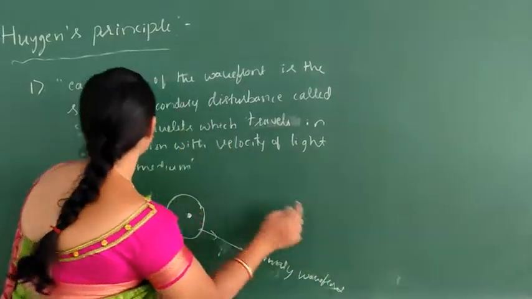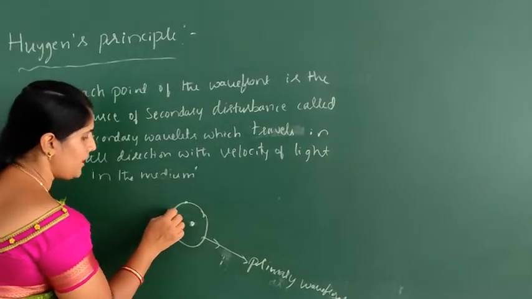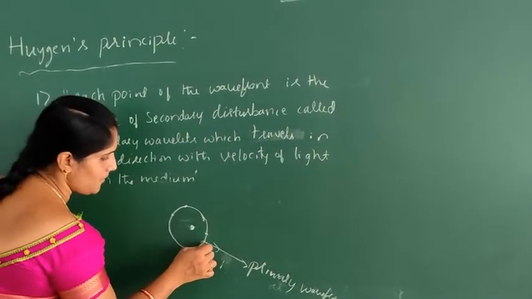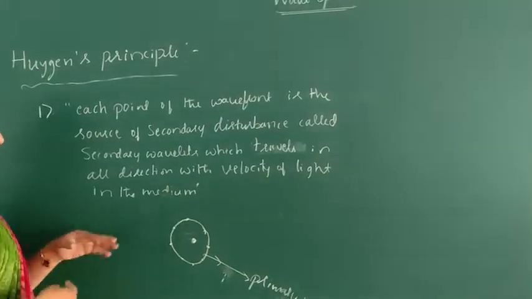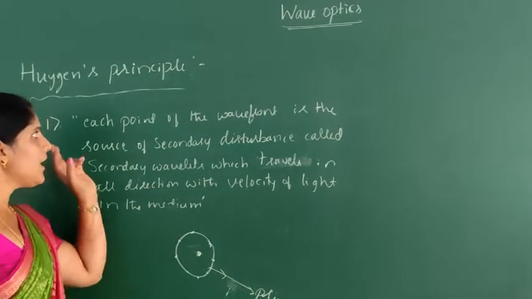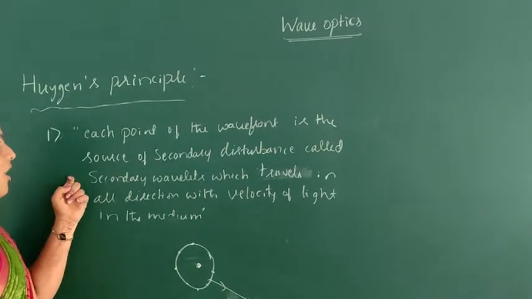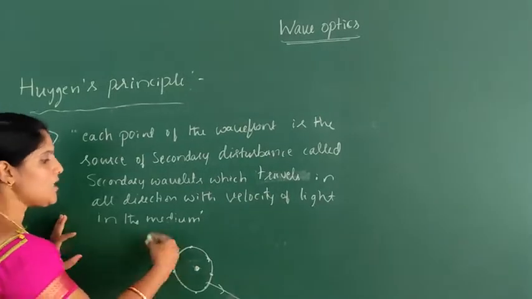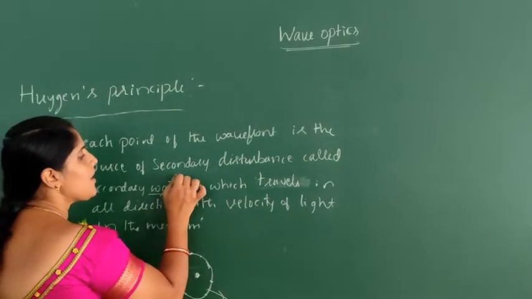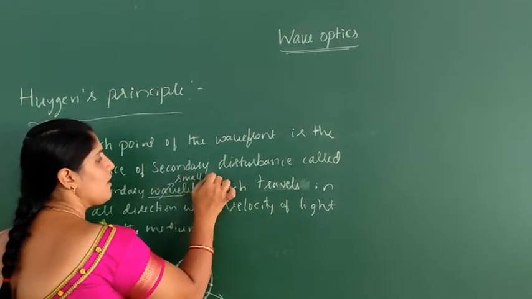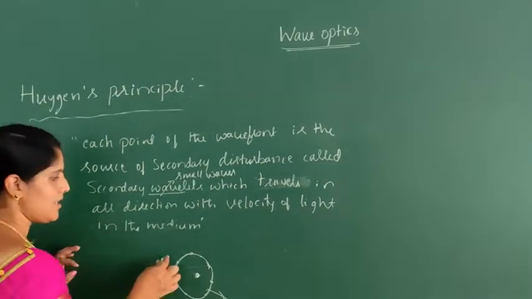Here, each point of the wavefront is the source. These points themselves act as a source. Each point of the wavefront is the source of secondary disturbance called secondary wavelets. That means each point itself emits small waves. Wavelets means small waves. Each point of the wavefront emits secondary waves, that is, small waves.